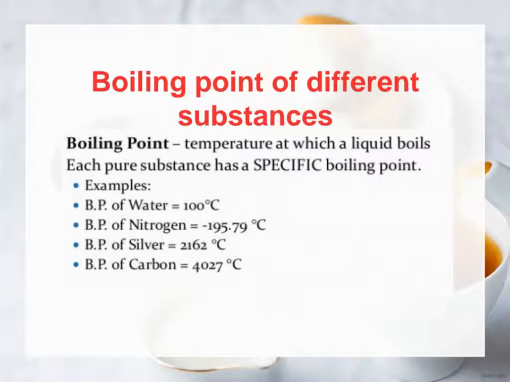Similarly, each substance has its fixed boiling point. What is boiling point? Boiling point is the temperature at which a liquid will boil, at which a liquid will turn into a gas. For example, water boils at 100 degrees Celsius. When the temperature is equal to 100 degrees Celsius, liquid water will turn into gas. As for nitrogen, the boiling point of nitrogen is minus 195.79 degrees Celsius. The boiling point of nitrogen is completely different from the boiling point of silver, which is equal to 2162 degrees Celsius. The boiling point of carbon is 4027 degrees Celsius. Accordingly, each substance has its own boiling point.